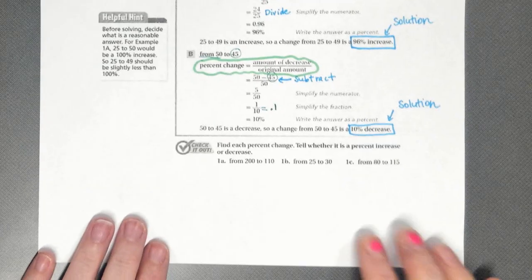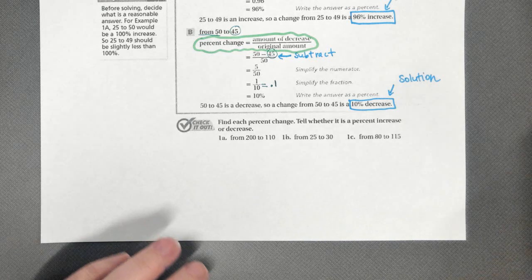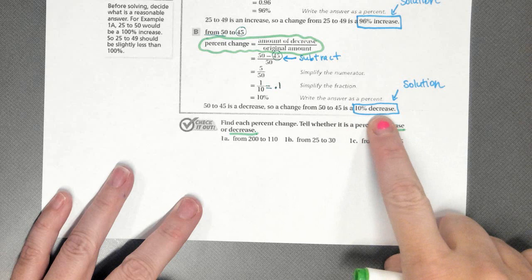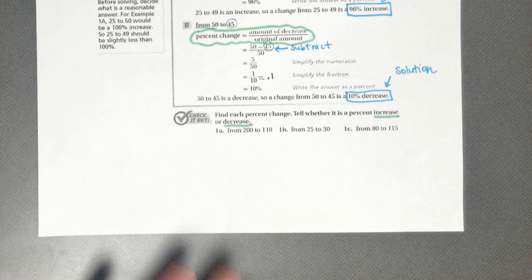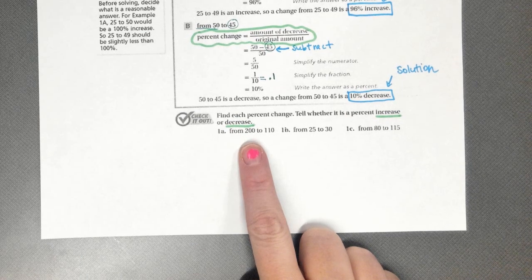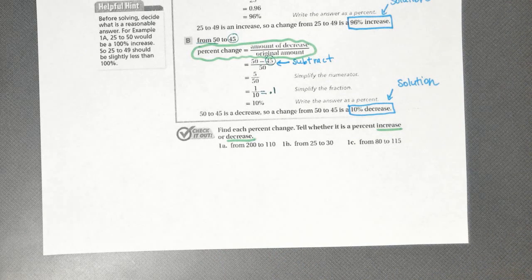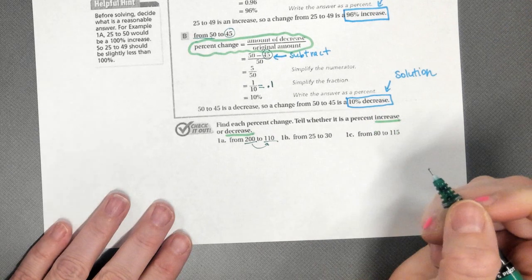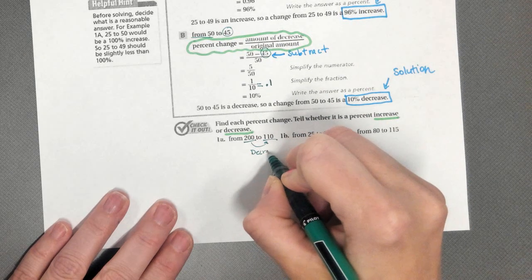All right, so we're going to do the first one together. So find each percent change, and you have to say whether it's an increase or a decrease, exactly like these do. 10% decrease, 96% increase. You'll actually know that right away. So let's look at 1A. It says from 200 to 110. So is that going down or is that going up from 200 to 110? Down. So we're just going to say decrease, okay?